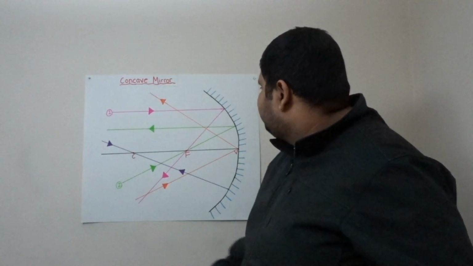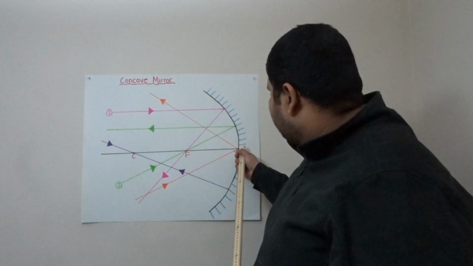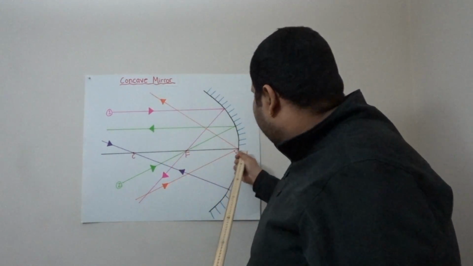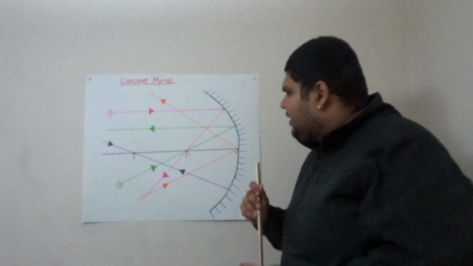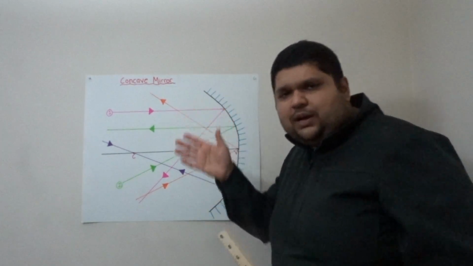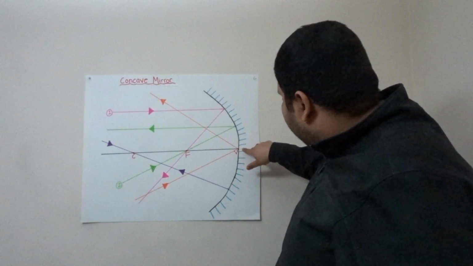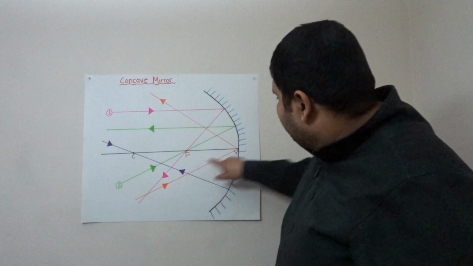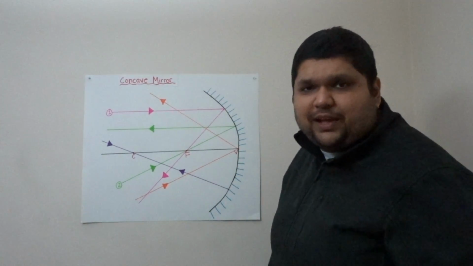And finally, when light hits directly at the vertex, it will go with the same angle on the other side. If you think carefully, this center point is the same as it would be on a plane mirror. Here the curvature would be 0, so only this point will work as a middle point. So you can see the angle of incidence is equal to the angle of reflection.